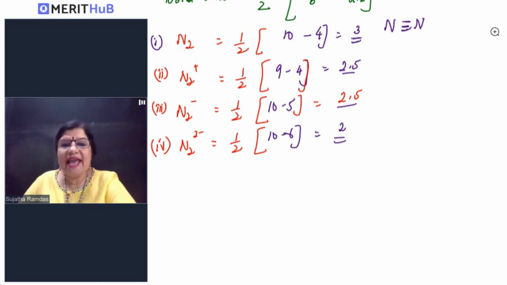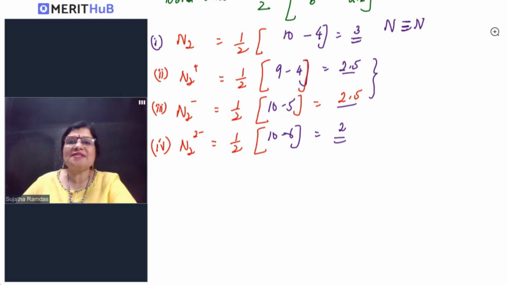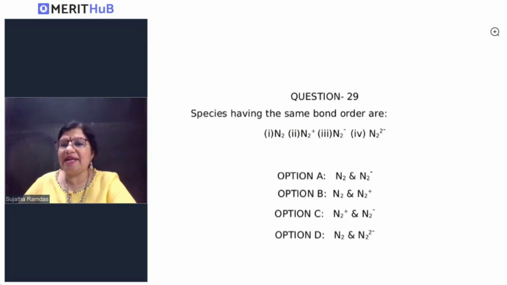And you notice that N2 plus and N2 minus 1 have the same bond order, same bond strength, equal to 2.5. So we've got the answer, which is N2 plus and N2 minus. So what is the correct option? The correct option is option C.